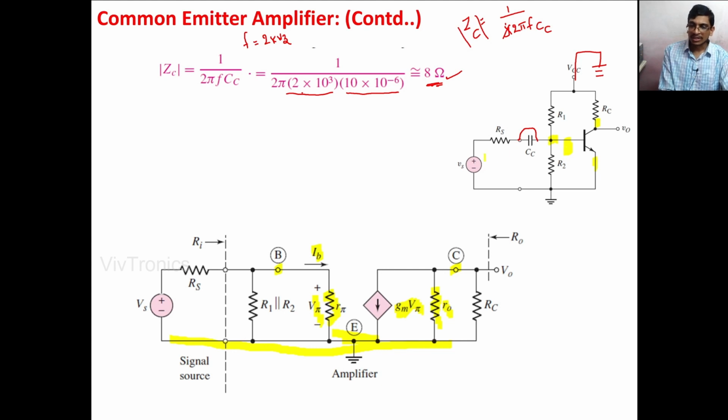Then we are going to represent the remaining components at the input side. From the ground terminal to the base terminal, we have the Vs and Rs combination. Therefore, from the ground line to the base, we have represented Vs as well as Rs.